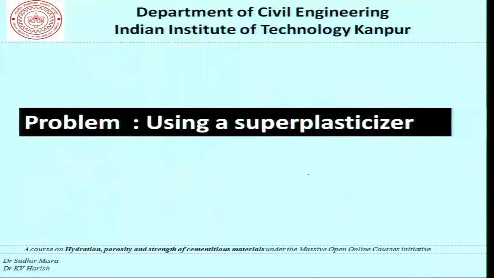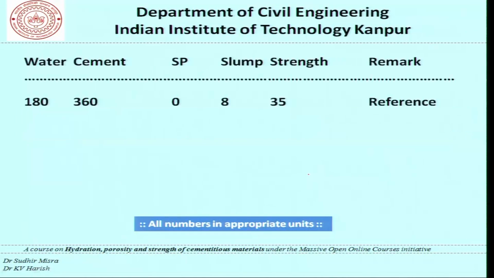So, now coming to the second example in terms of using a superplasticizer, and superplasticizer is just one example, and we have talked about so many other chemical admixtures as well. Now, if we use this as a reference mix where we are using 180 kgs of water, 360 kgs of cement, that means we are using a water cement ratio of 50%. We do not use any superplasticizer, and we get, let us say, 8 centimeters or 80 millimeters of slump, and we get 35 MPa of compressive strength.